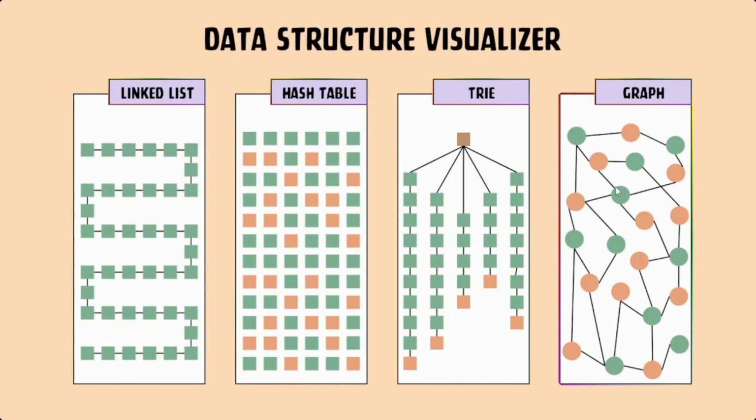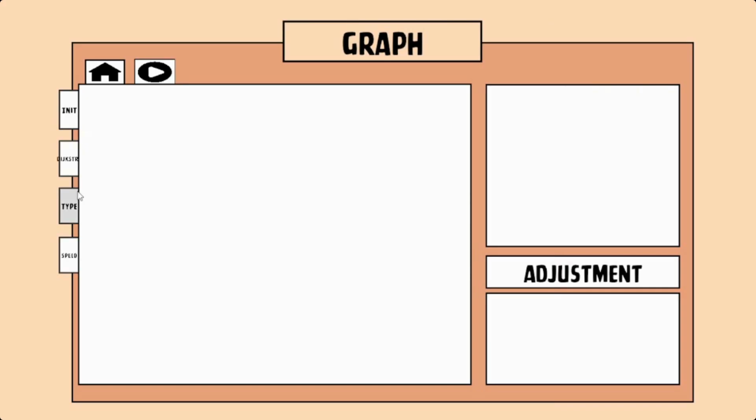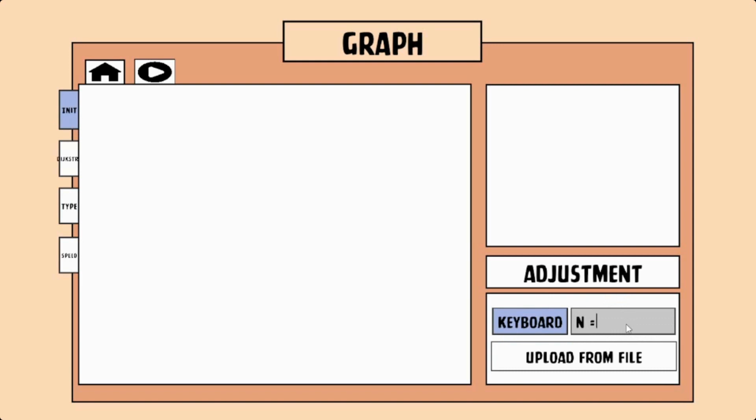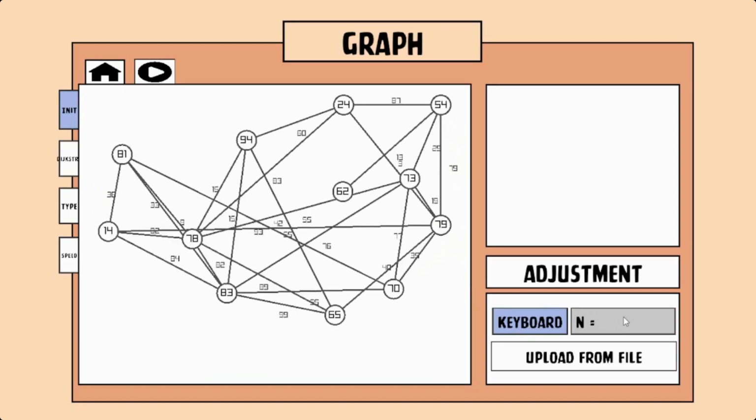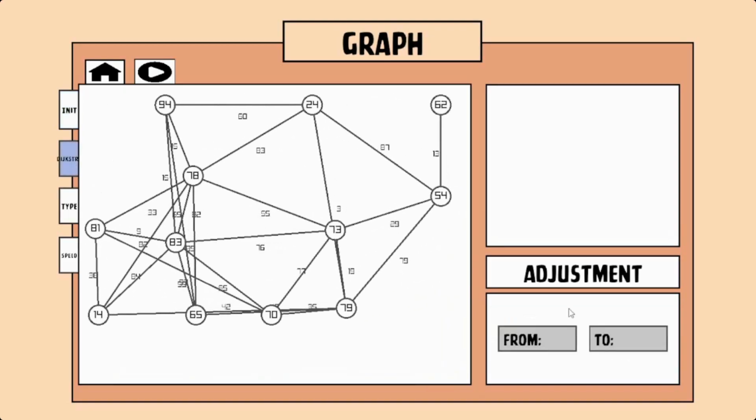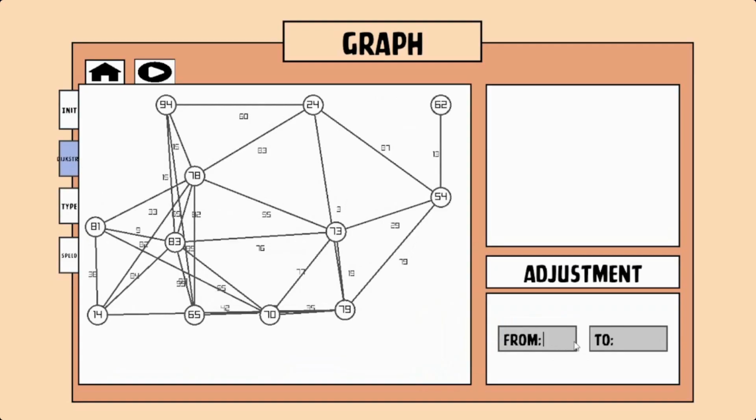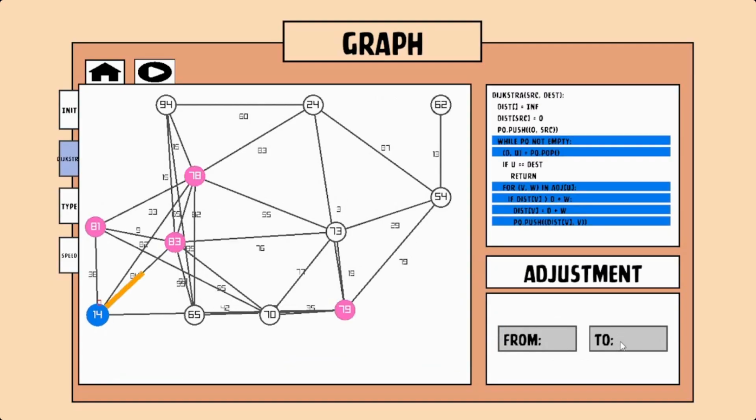Next, we move to the graph data structure. In graph, the algorithm we chose is Dijkstra, and we support both undirected and directed graphs. At init we support two things: random init, and init from a file. For example, I will random, and run Dijkstra. And the pseudo code is also shown below in this region.